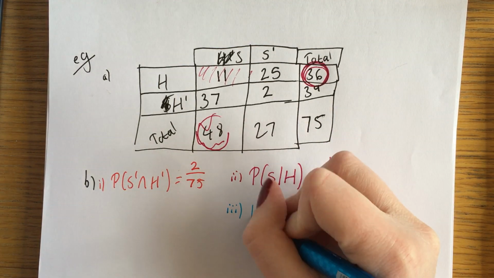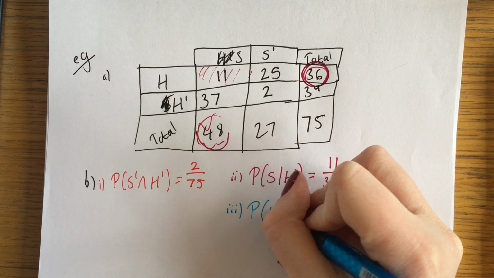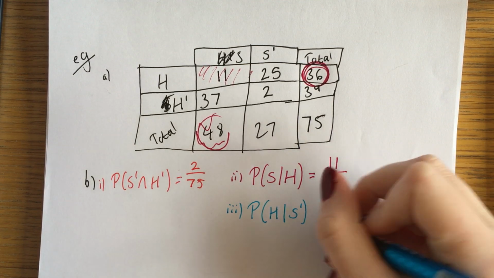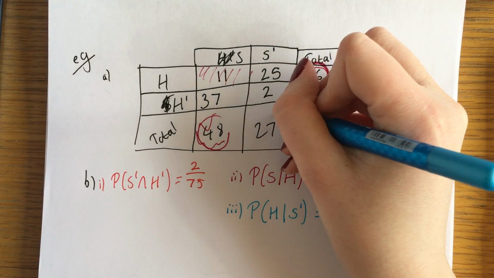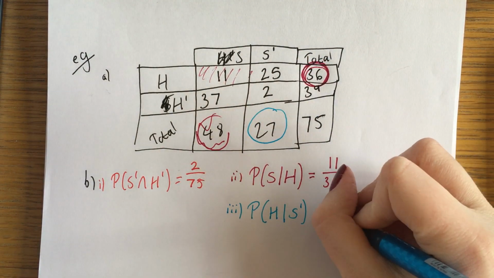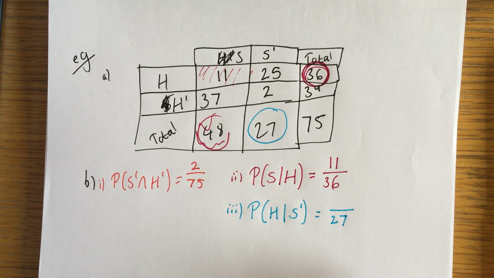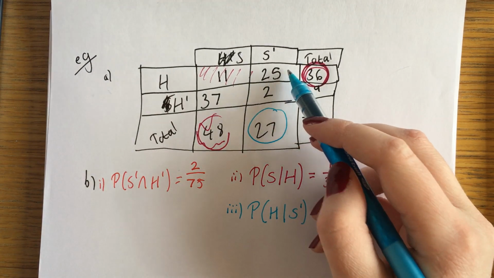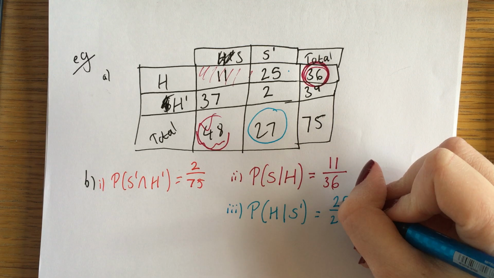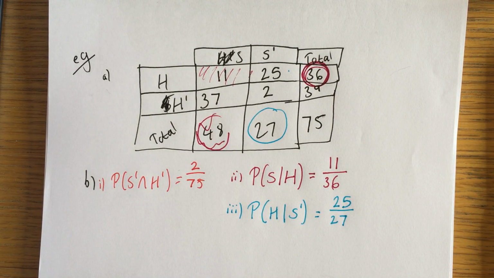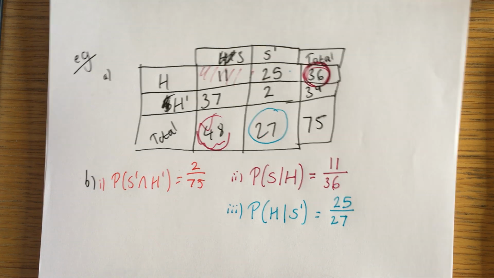Part 3, the probability they study humanities given that they don't study science. So there are 27 students that don't study science, so I'm picking from those 27 students, and 25 of those do study humanities. So the likelihood of getting someone that studies humanities, given they don't study science, is 25 out of 27.